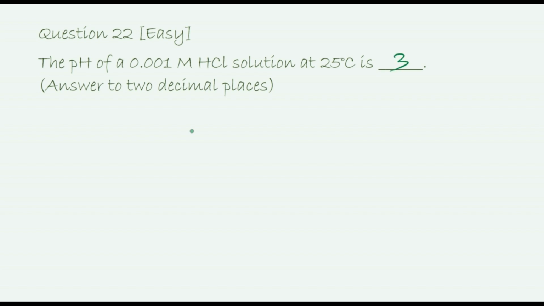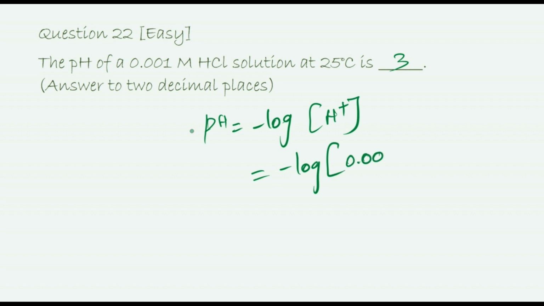If you are doing it by the formula also, minus log base 10 of H plus, then you need to take the log value of 0.001. This will become log of 1 into 10 to the power minus 3. 3 will become the answer.